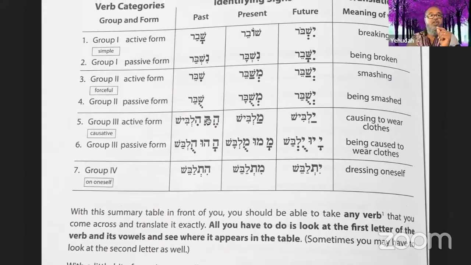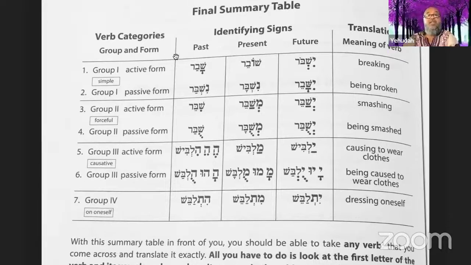Here you go. When we're looking at the identifying signs table with a root in it, the other ones don't have any type of root in it. But this one here is group number 3, and it's active. As you see right here, there's that yod. That lets you know that it's active. That's causative. It will let you know.